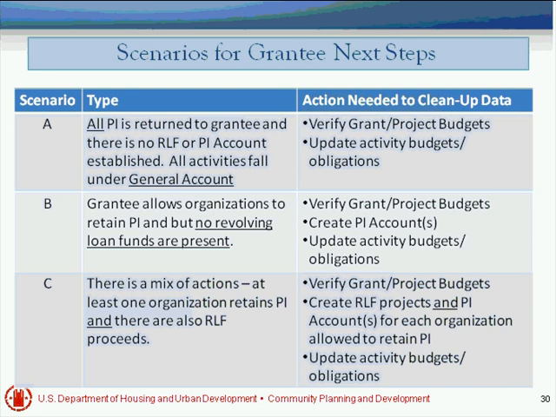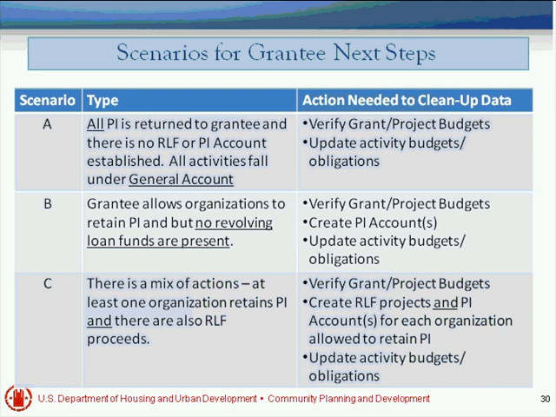The next one, group B, is what we expect a lot of the grantees to fall under. You've got program income accounts, you've got funding agreements that actually have those, but you don't have any revolving loan funds. In that case, you're going to verify the grant estimated program income. You're going to create your project budgets. You will create program income accounts, and you'll still update activity budgets and obligations. So that's where we expect a lot of the NSP grantees to fall.